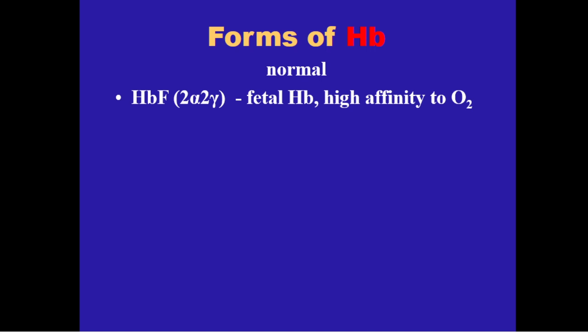Two alpha subunits are combined with two specific gamma subunits. Another gene is expressed and another subunit is synthesized. The property of this hemoglobin is its high affinity to oxygen. Lungs are not working, air is not coming, so it is necessary to take as much oxygen from the mother's blood as possible. And this is an adaptation for intrauterine development.